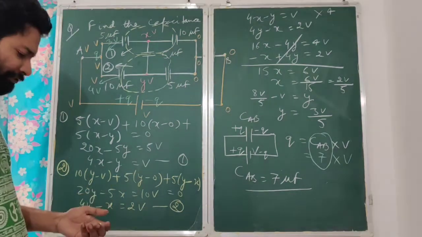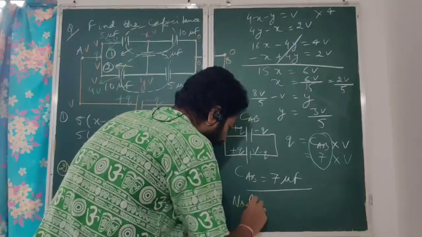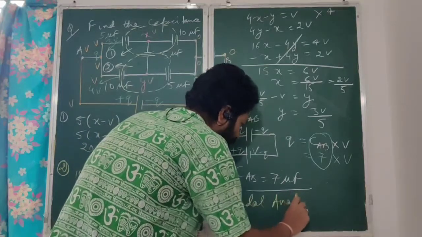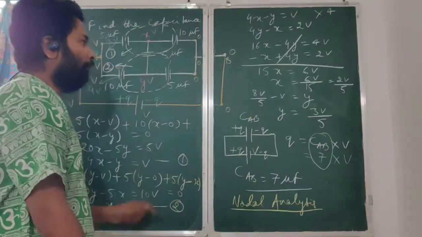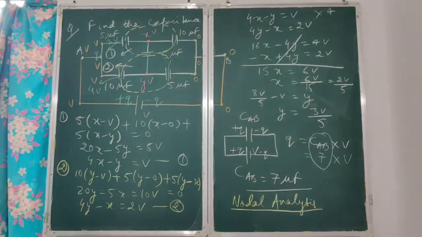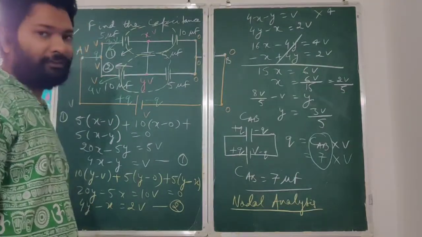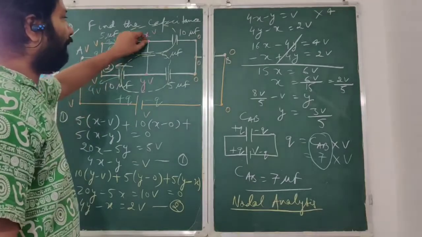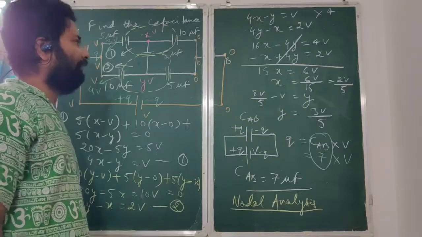The method which we have used here is called nodal analysis. What do we call it? Nodal analysis. In this method, we try to assign potential to different points, and after that we make use of the fact that the net charge on an isolated system is 0. Once we are able to determine the potential of different points, then everything becomes very easy.